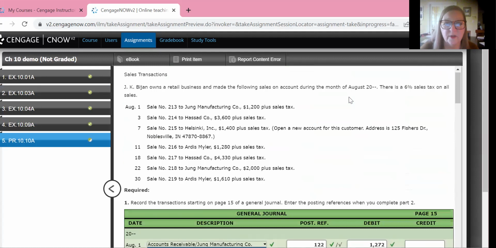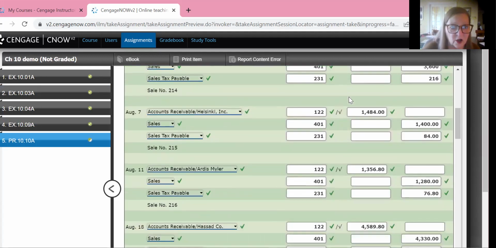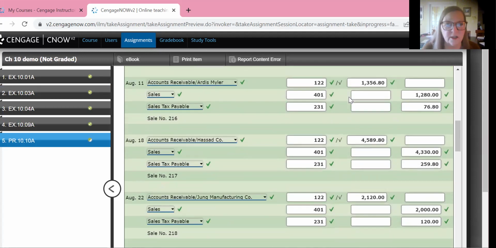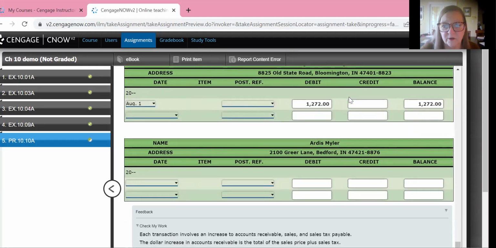Okay, I'm just going down the line, the journal entries, and I'll just methodically go: August 1st, August 3rd, August 7th, August 11th. I did Myler for $1356.80. Come here, Myler, $1356.80. And this was August 11th.